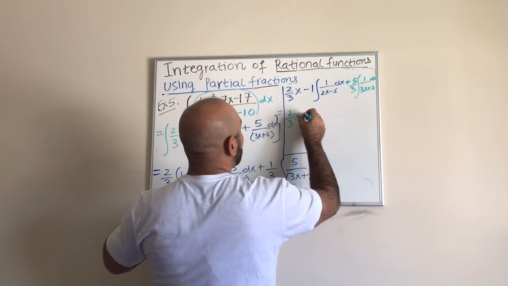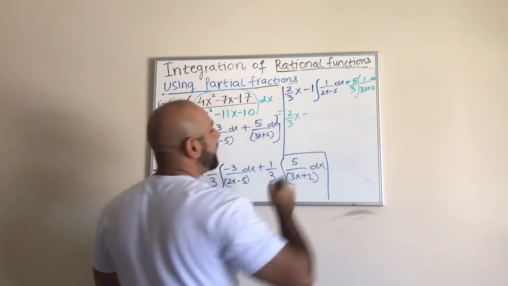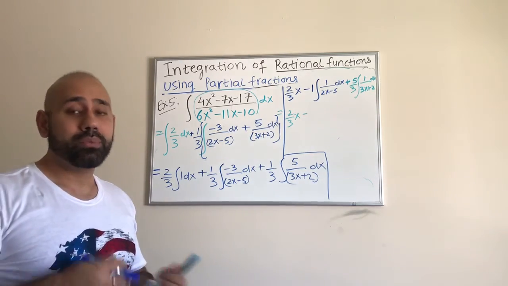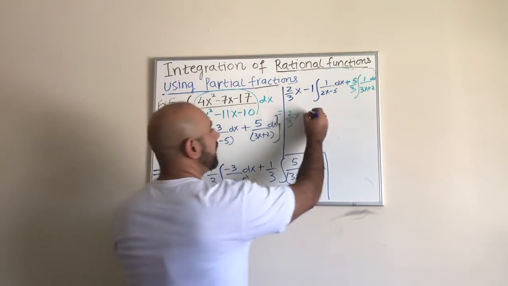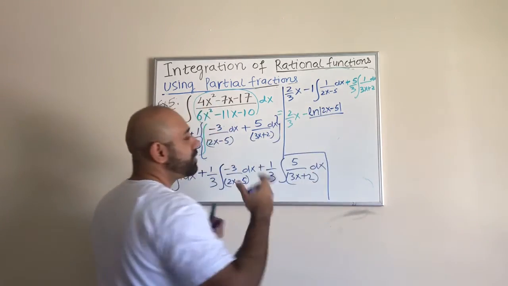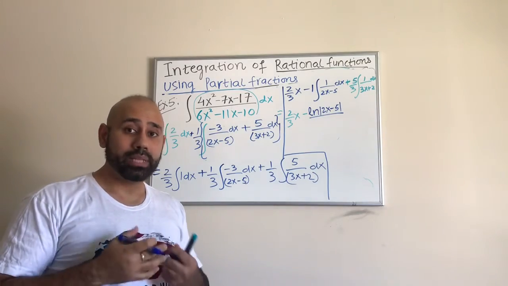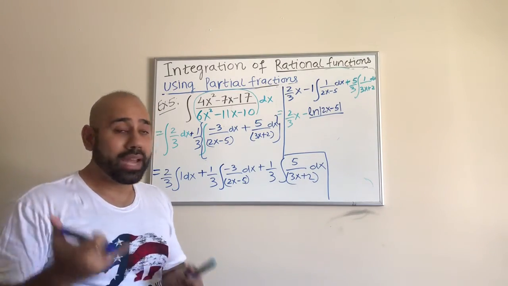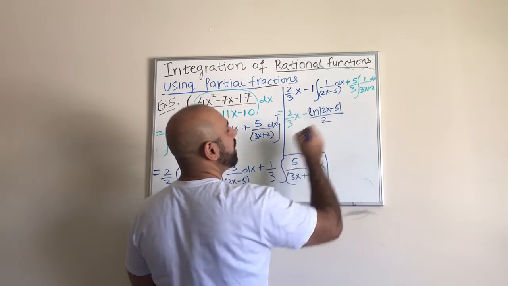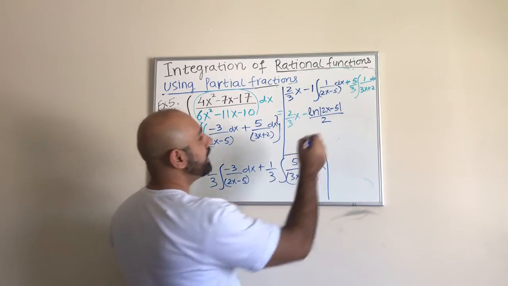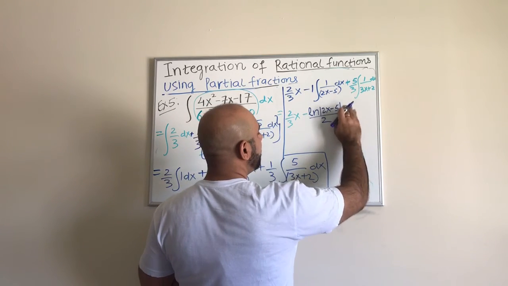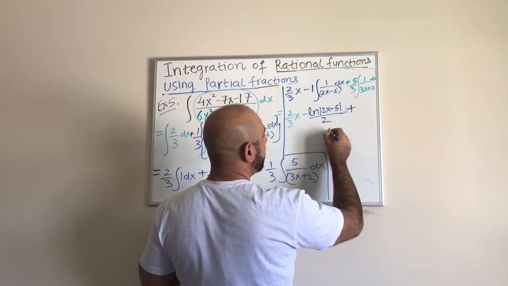2/3 x stays. Guys, this is an inverse function of the form 1 over ax plus b, and we know the integral of an inverse function is just the ln of the 2x minus 5. But don't forget, we still have to divide it by the derivative of the inner, or the coefficient of x, and the coefficient of x in this case is going to be 2, so you've got to divide by that 2. And then the same thing with this third term as well. So it's 5/3. Let me write it down here, 5/3.